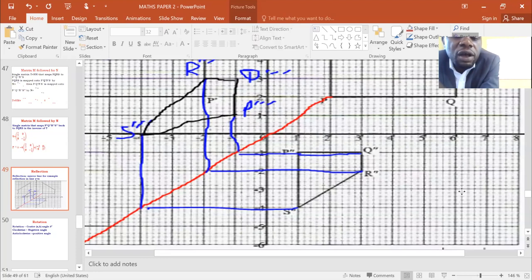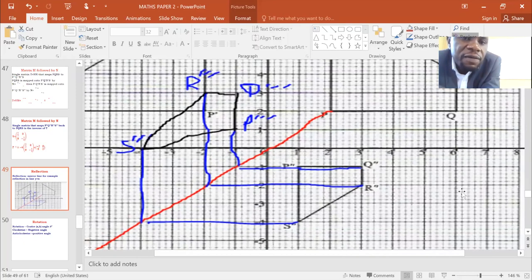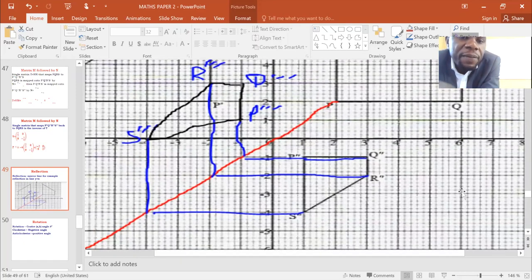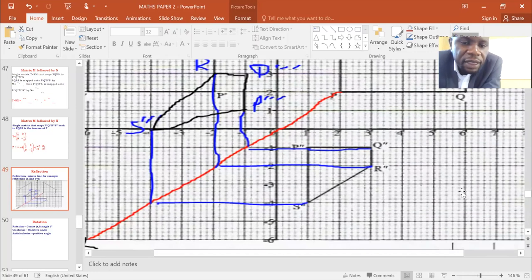Do the same for Q. 1, 2, 3, 4. Q double prime should also be 4 squares up there. You just do the simple counting. You can count without drawing or you can just draw a dotted line. Do the same for R. For R, you will count how many squares? 1, 2, 3, 4, 5. Then make sure it's perpendicular to the mirror line. Also count 5 squares. 1, 2, 3, 4, 5. R double prime lands up there. Do the same for S.